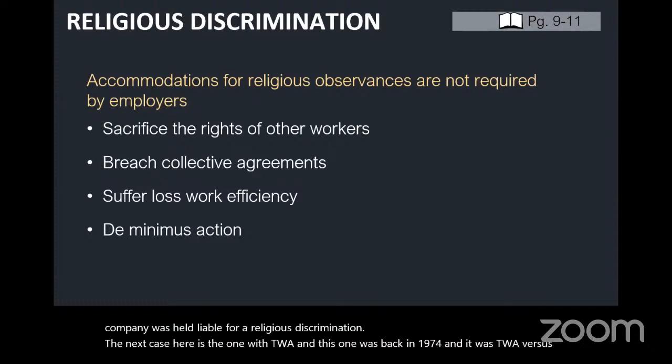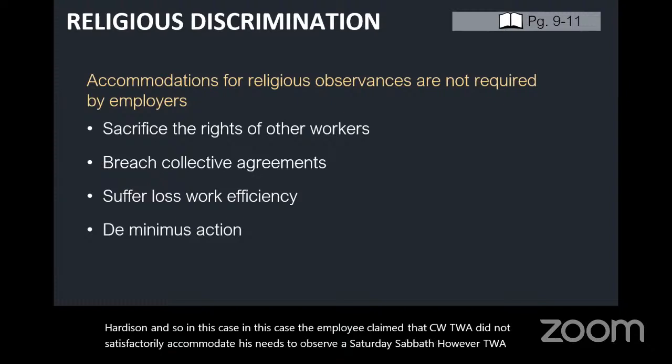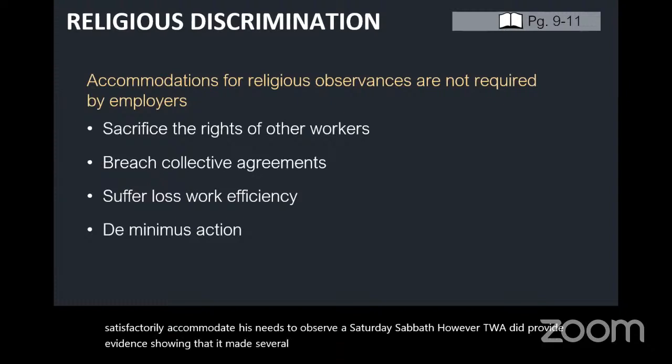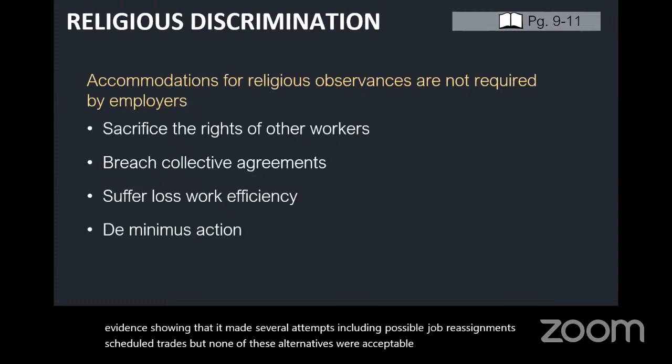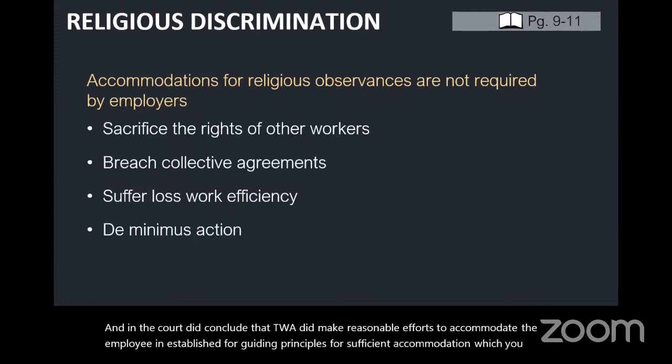In this case, the employee claimed that TWA did not satisfactorily accommodate his need to observe a Saturday Sabbath. However, TWA did provide evidence showing that it made several attempts, including possible job reassignments and scheduled trades, but none of these alternatives were acceptable to the employee. The court concluded that TWA did make reasonable efforts to accommodate the employee and established 4 guiding principles for sufficient accommodation, which you see outlined here on the slide.